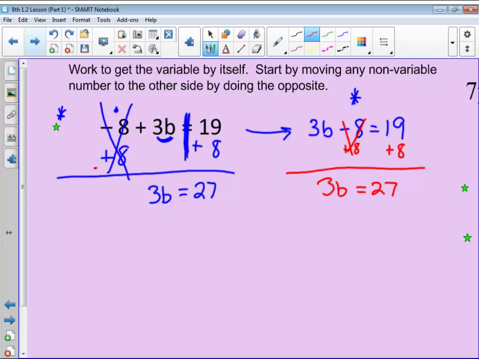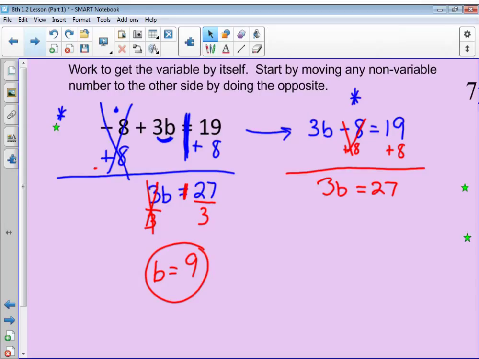So now I'm going to go ahead and finish working this out. Right now it's 3 times b. I have to do the opposite and divide by 3 to get b by itself. Whatever I did on one side of my equal sign, I have to do on the other, so divide by 3. b equals 27 divided by 3 is 9. So we just found out that b equals 9. So there's a situation where they shifted around the variable.